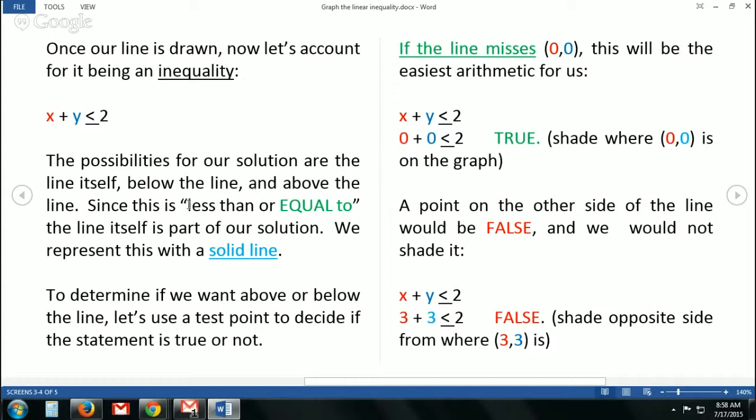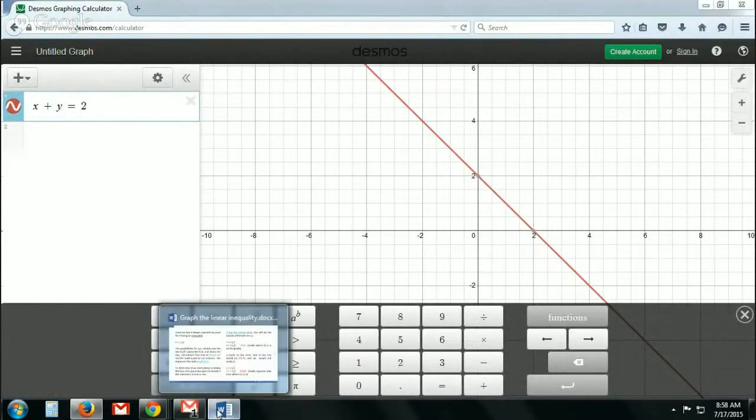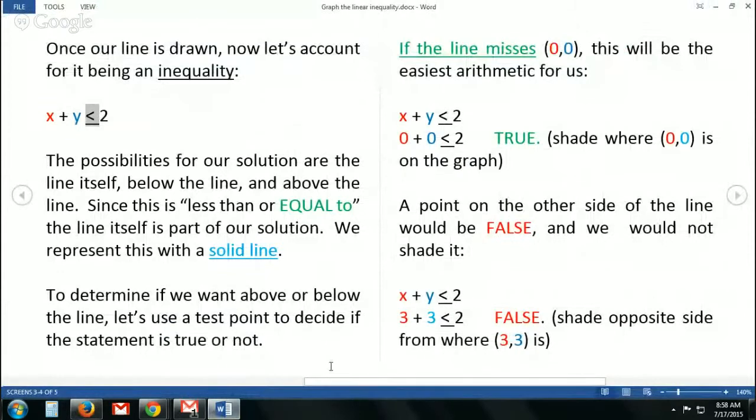Now, since this particular problem says less than or equal to, since it's got the equals here with the underlined part, that means the line itself is going to be part of our answer, and we'll represent this with a solid line. So on our picture, you'll see a solid line going through those intercepts that we found. Now, I need to know, do we want the area that is above the line, or do I want the area that is below the line?